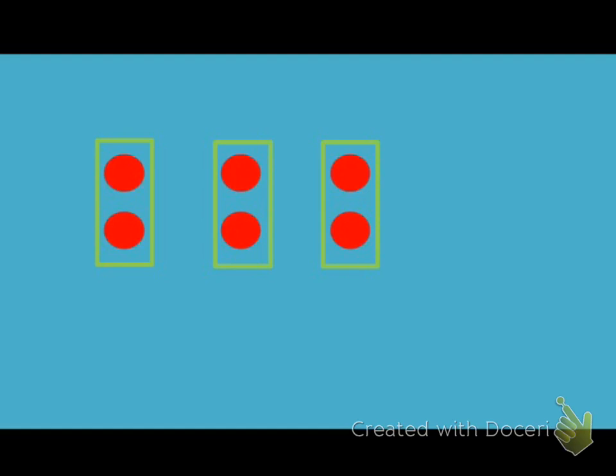You have 2 Smarties. Now imagine you have 3 groups of 2 Smarties. Here are my 3 groups with 2 Smarties. To put them all together, we can say 2 plus 2 plus 2 will give you 6.